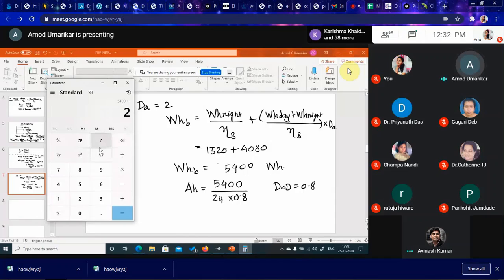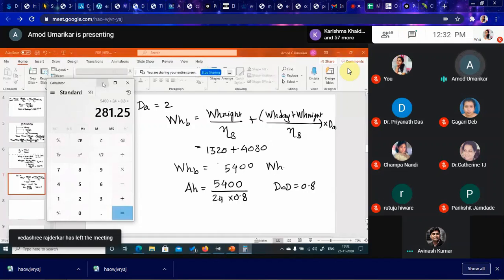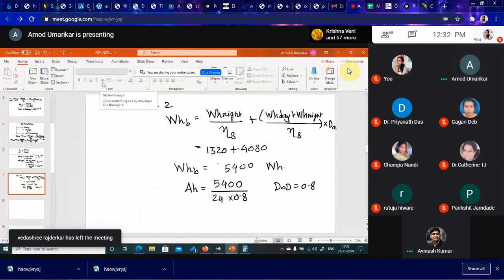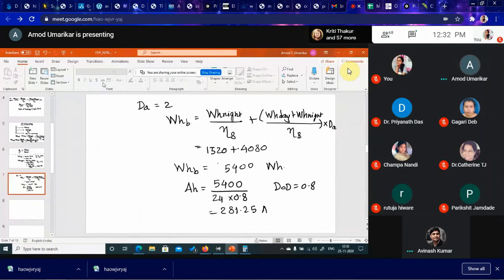5400 by 24 by 0.8. So the ampere hour will be 281.25 ampere hour. So this will be the ampere hour of the battery required. Of course, a single battery just cannot be used. There is an array of batteries we have to use in parallel and series to achieve this ampere hour.